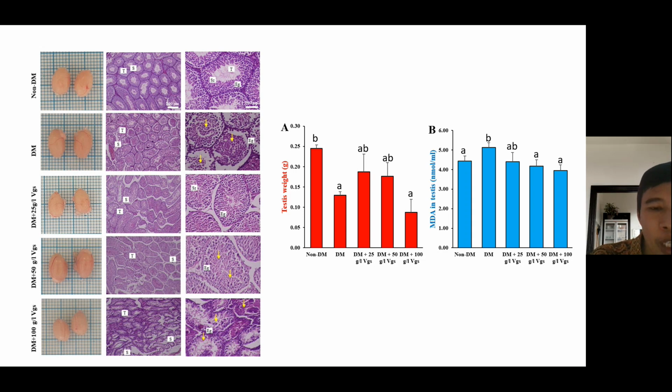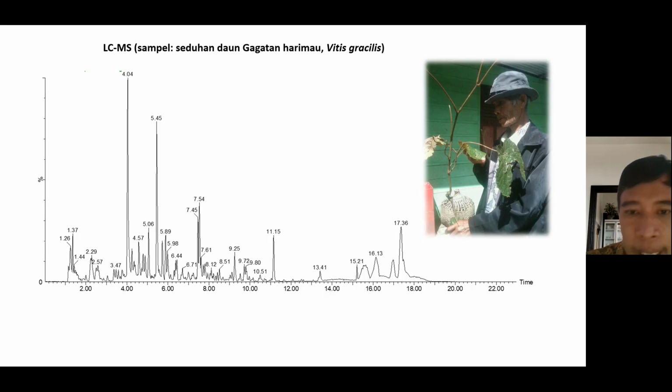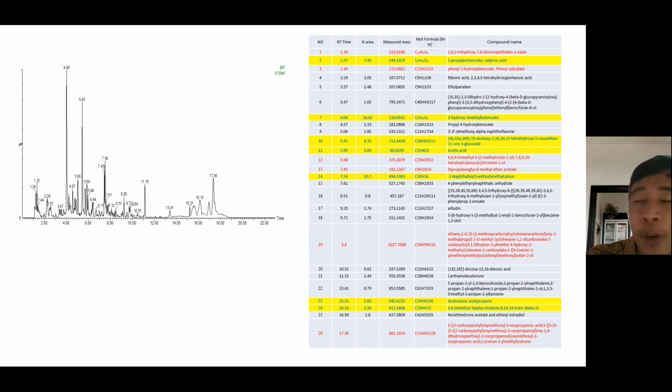But high concentrations of this Vitis gracilis decoction can cause a very toxic effect on your testicles. So it could be related with some metabolite. For example, here phosphoric acid was detected in these Vitis gracilis leaves. Phosphoric acid is actually toxic for the testicle. It could destroy the testicle.